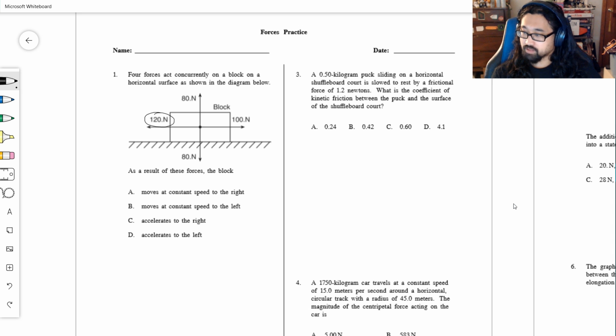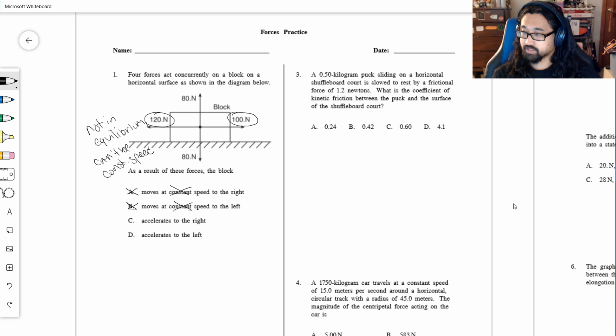Because these two forces are not the same, these forces are not balanced, this object is not in equilibrium, which means I can't be moving at a constant speed to the right or to the left. So choice A and choice B are off the table. Not in equilibrium. So it can't be constant speed, right?